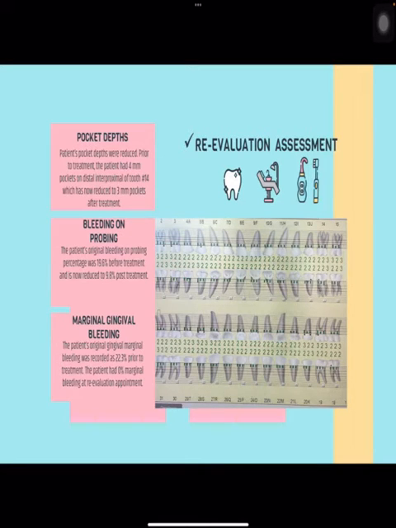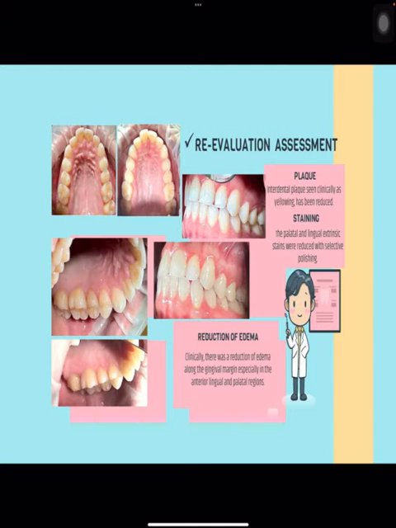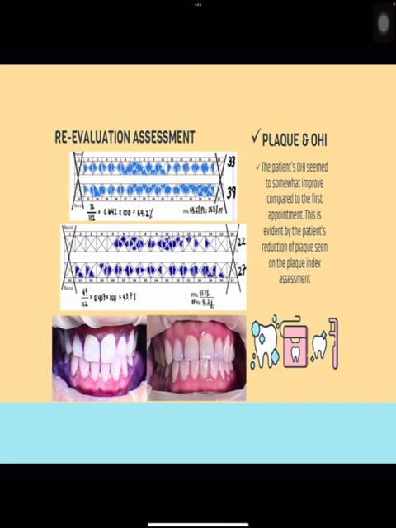Evaluation assessments: pocket depth for tooth number 14 actually decreased from 4 millimeters to 3 millimeters. Bleeding on probing percentage was 19.6, reduced down to 9.8. Marginal gingival bleeding was 22.3 and 0% at the reevaluation appointment. Interdental plaque was seen as yellow staining, which was reduced. Palatal and lingual extrinsic stains were reduced with selective polishing, and edema was reduced along the gingival margin, especially in the anterior lingual and palatal regions.